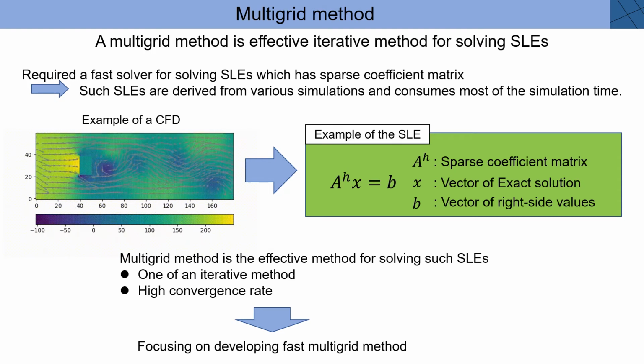The multigrid method is one of the iterative methods. The iterative method is suitable for solving SLEs with a sparse coefficient matrix. Significantly, the multigrid method shows a higher convergence rate compared with any other iterative methods. Then, we focus on developing a fast multigrid method.